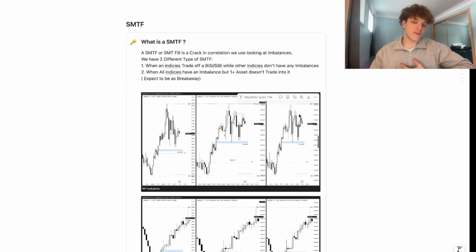I personally like to trade the first type more because you are sure when you take your entry that price doesn't need to fill it more.